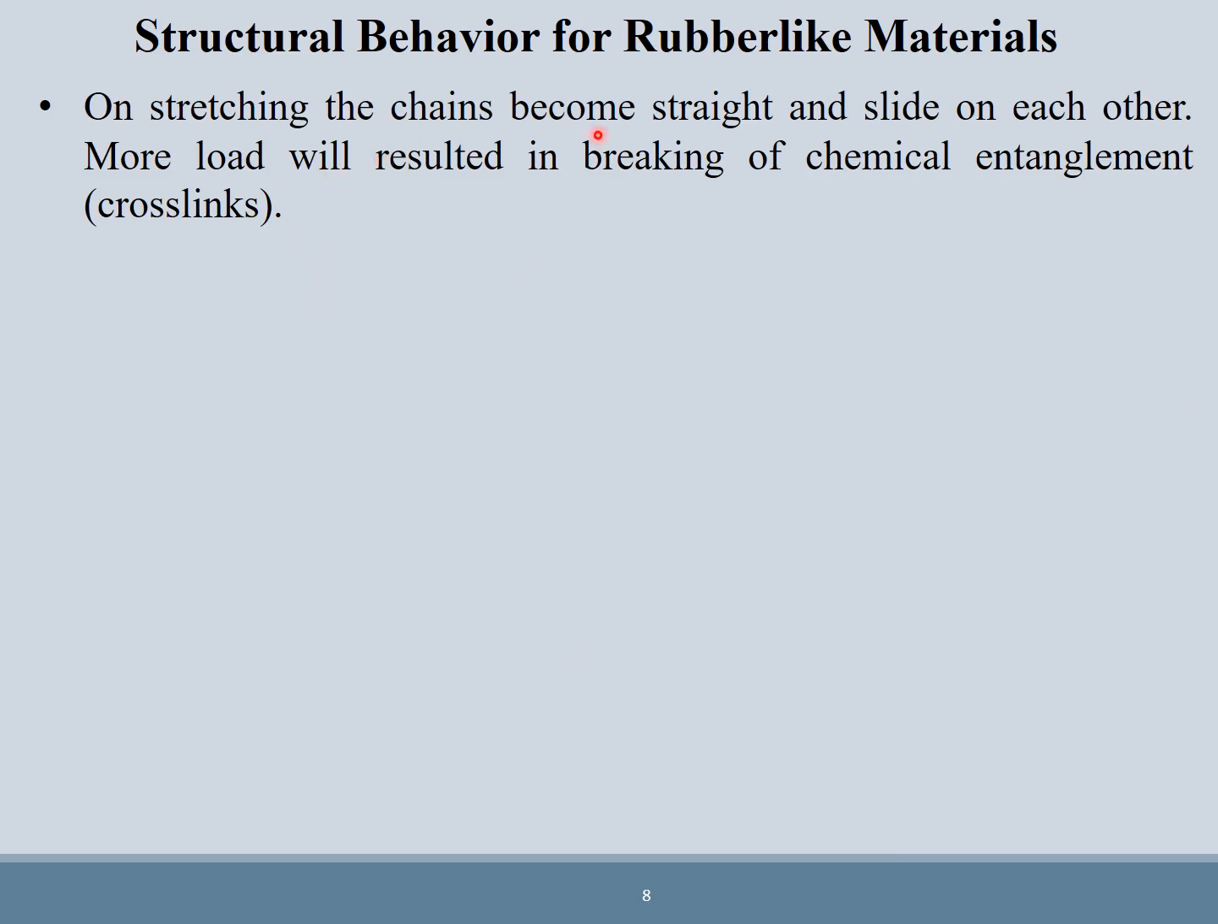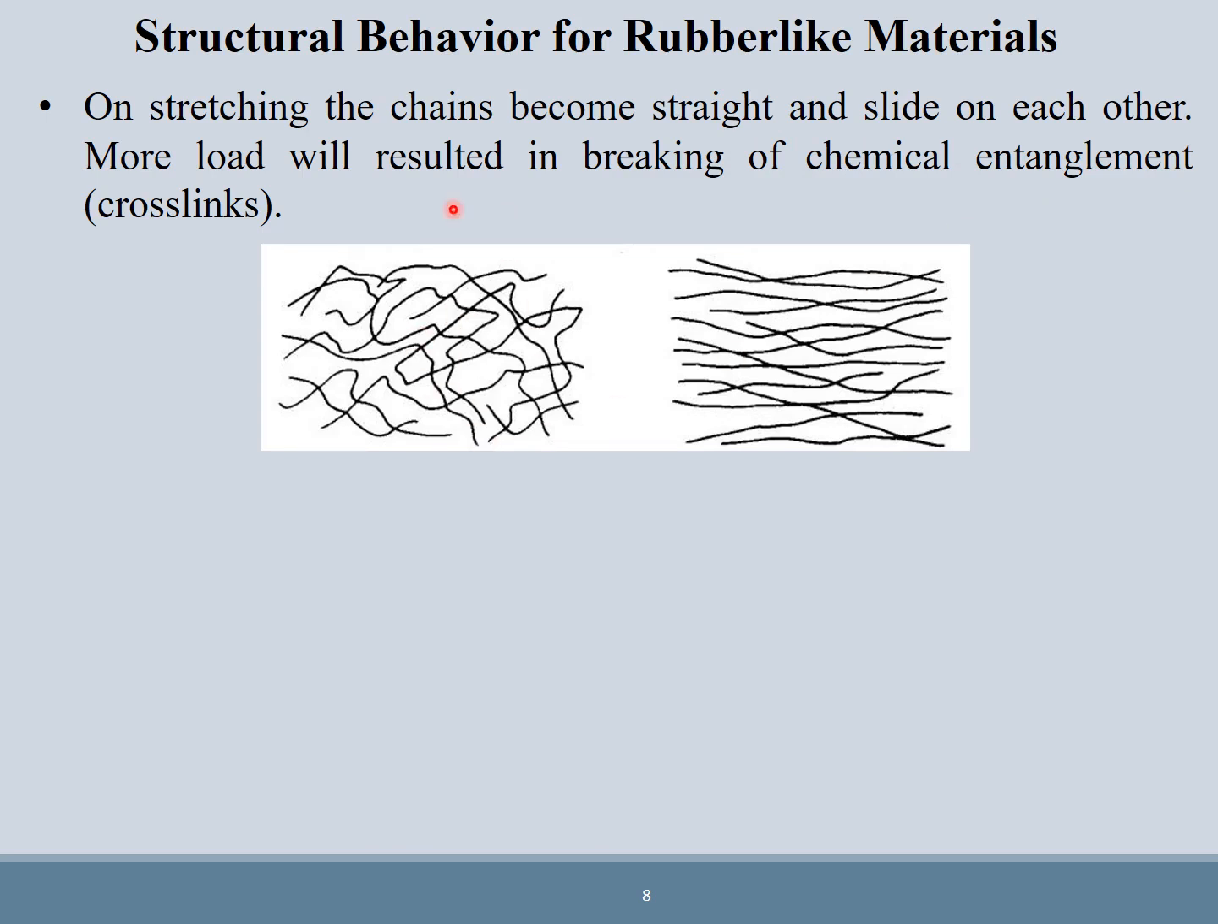On stretching, the chains become straight and slide on each other. More load will result in breaking of chemical entanglement, that is, cross links. For example, take this elastomer, and assume that we have cross links. When we stretch them, they straighten up, and now we can see the load is on the cross links. When we further increase the load, what happens? These cross links will break, and then at the end we have the rupture of the rubber.